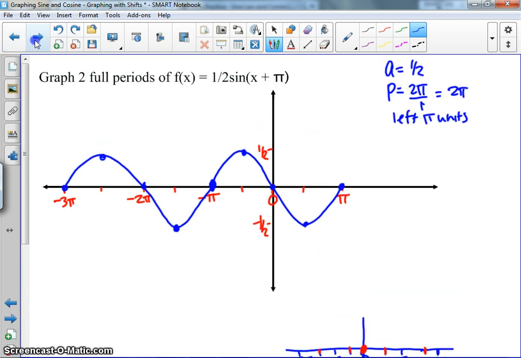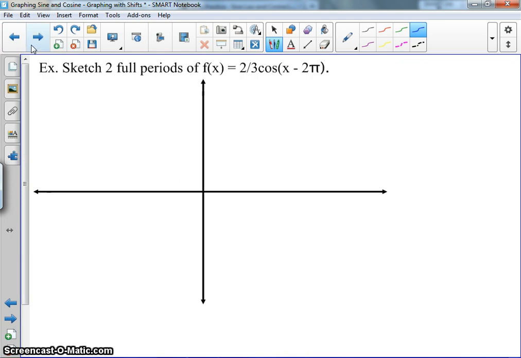Alright, let's do a couple more of these. Alright, so amplitude is 2/3. The period, I'm not going to give you a period change and a phase shift in the same function, so the period is pretty much going to just stay the same. 2 pi over, this value is 1, so that's just 2 pi. Alright, this time I'm going to the right 2 pi units. So I'm going right 2 pi.